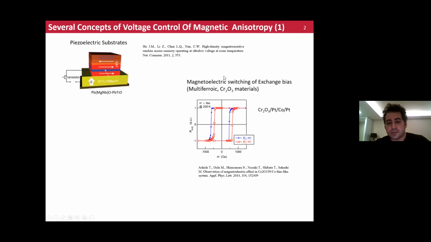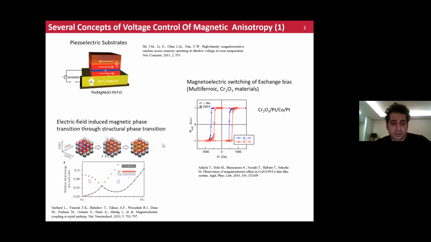In another concept, we can switch the exchange bias direction by applying electric field or voltage. And in this concept, we need to use a multiferroic material. One of the multiferroic materials is chromium oxide. By field cooling the system under an electric field with different polarity, we can change the exchange bias direction either to positive or negative sides.